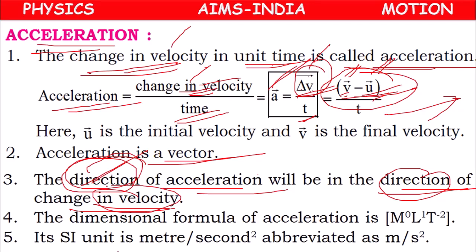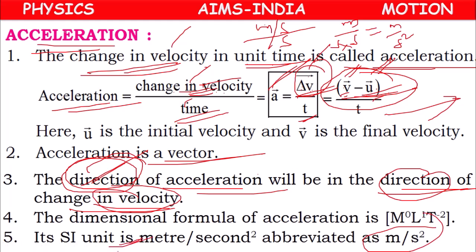Okay. So here change in velocity means velocity minus velocity. Its unit will be meter per second, because change in velocity is also one kind of velocity. Unit is meter per second divided by time, meaning second. Meaning meter per second into second, or meter per second square. Meter per second square is the SI unit of acceleration.